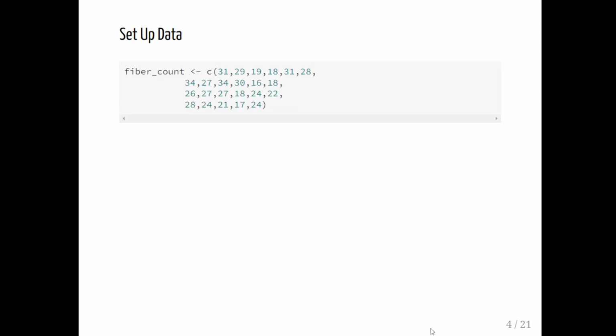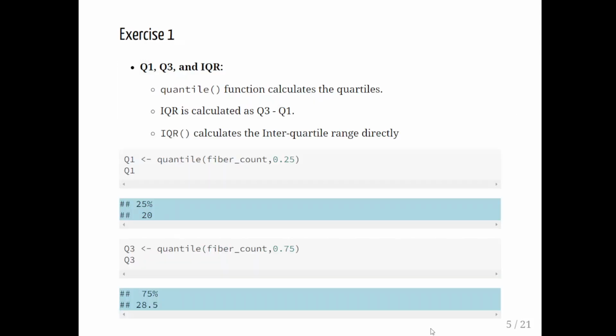Okay. So we're going to set up our fiber count data as such. Fiber count is C: 31, 29, etc., all the way up to 17 and 24. Okay, so take a moment there just to check it and then we can move on. Okay, so this one's straightforward enough.